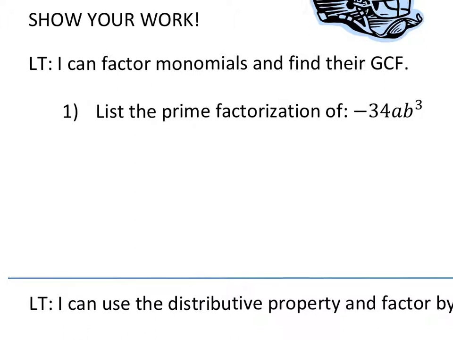So I'm going to go ahead and make a factor tree for negative 34, and when I do that I'm actually going to take out a negative 1 to begin with, and I know a negative 1 will be in my answer. But I'm going to go ahead and break down now positive 34. That will break down into 2 and 17, and then 2 and 17 can't factor anymore, so my final answer will be negative 1 times 2 times 17 times a times b times b times b.